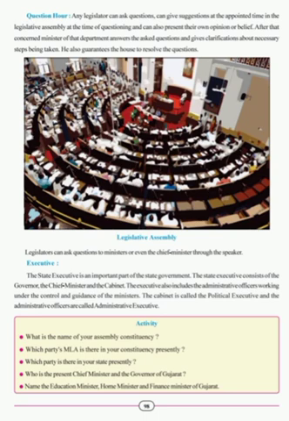The state executive is an important part of the state government. The state executive consists of the governor, the chief minister and the cabinet. The executive also includes the administrative officers working under the control and guidance of the ministers. The cabinet is called the political executive and the administrative officers are called the administrative executive.